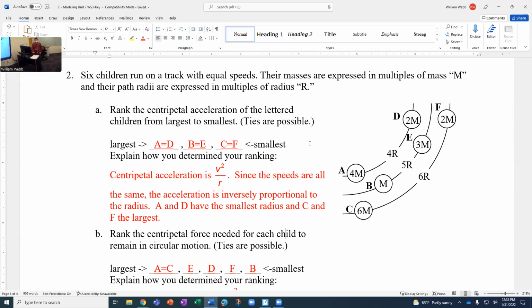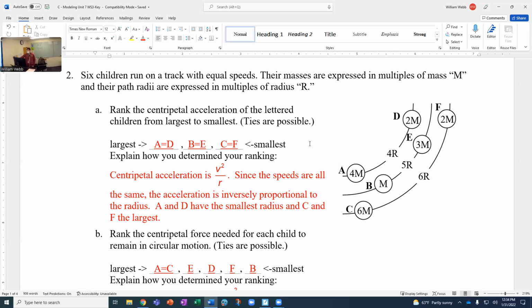What did it say was true about their velocity? Equal. Yeah, they're all going at equal speed, so the velocity isn't changing. And if the r is in the denominator, the bigger the radius, what's true about the acceleration? Smaller. This is our relationship here, right? Acceleration is v squared over r. So the bigger this gets, the smaller that gets, and the smaller this gets, the bigger that gets. Okay. So student A, Andy, and student D, Danny, they have the smallest radius, so they have the largest acceleration since they're all going the same speed.